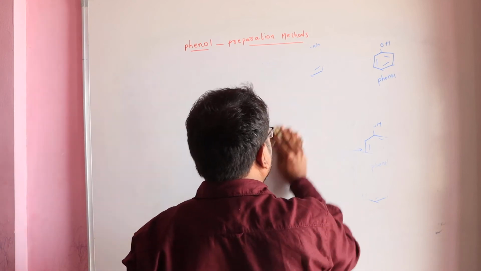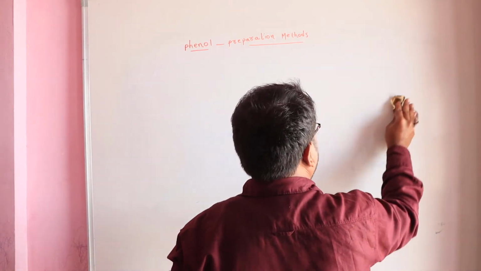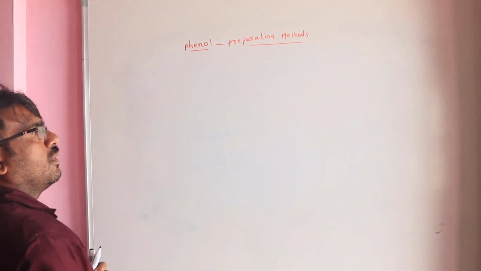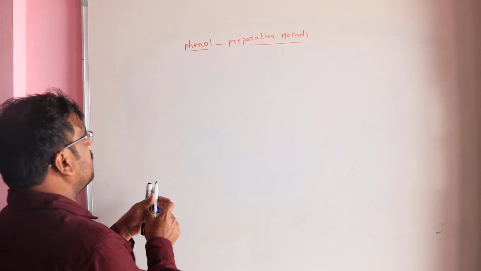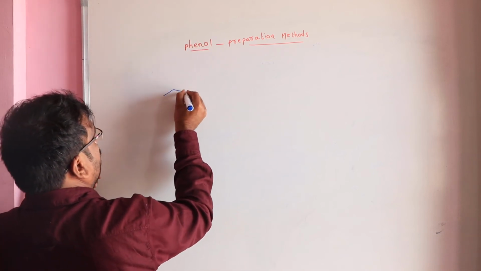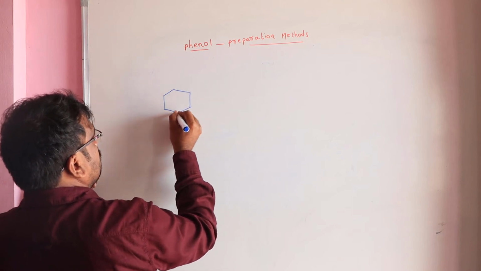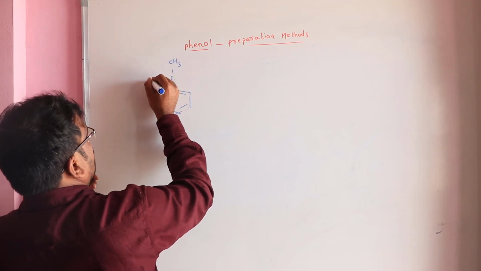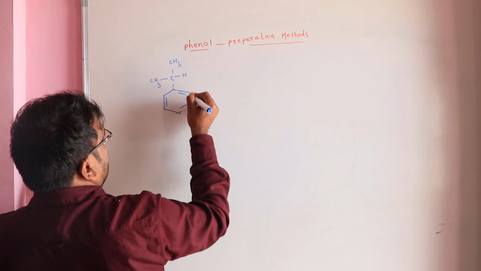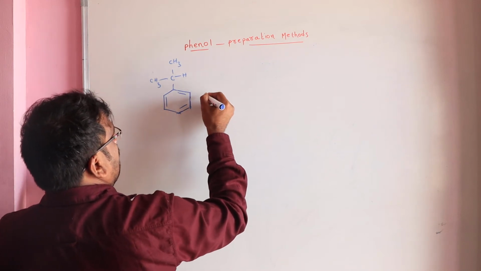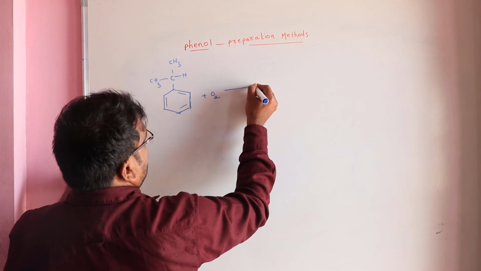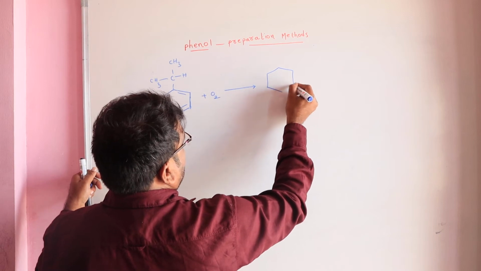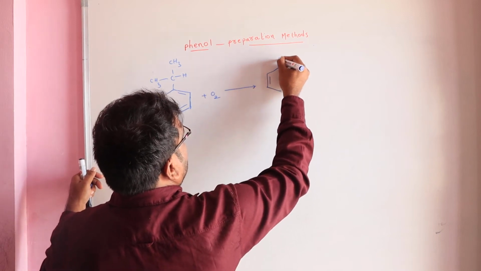Cumene is nothing but what? It is isopropyl benzene. From cumene we will prepare phenol. This is cumene. When cumene reacts with oxygen, then we will get what? Cumene hydroperoxide. We will get cumene hydroperoxide.